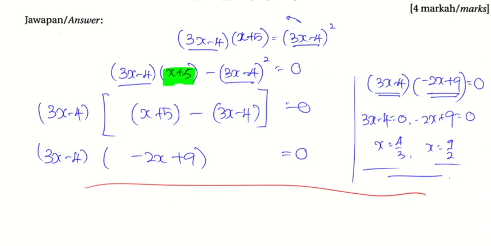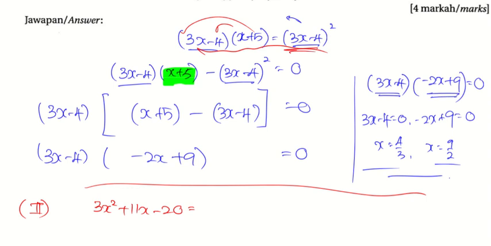Okay, let's try another way. Method number 2. Expand this one. Expand this one. 3x squared, big mountain, small mountain, plus 11x minus 20 equals to, expand this quadratic, 9x squared minus 24x plus 16. Okay, so I will pull it over here. 6x squared minus 35x plus 36 equals to 0.